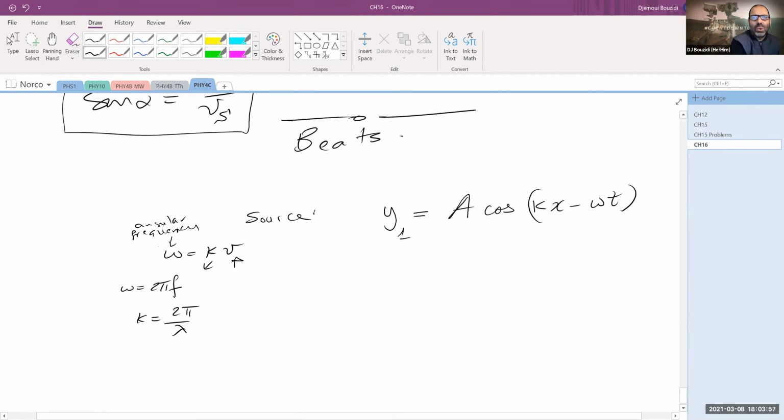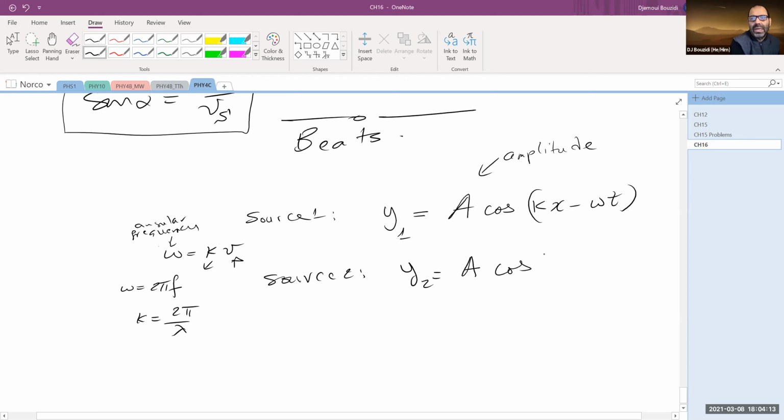I'm going to call this one source 1. I'm going to have another source now, source 2. And it's giving me another wave of the same amplitude, A. So A is the amplitude. So more or less the same intensity of sound, or whatever wave we're talking about in here. Cosine, again, of kx minus omega t.